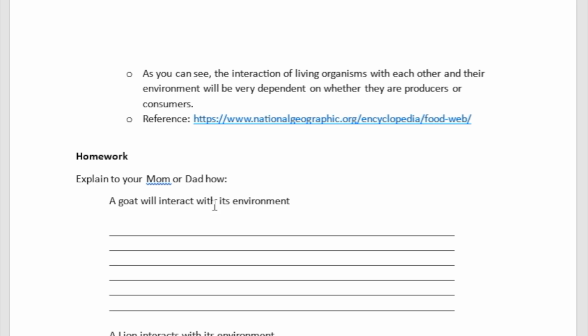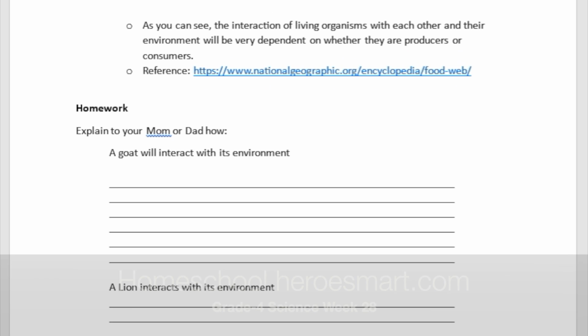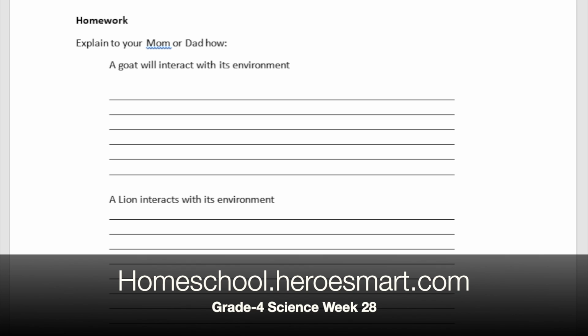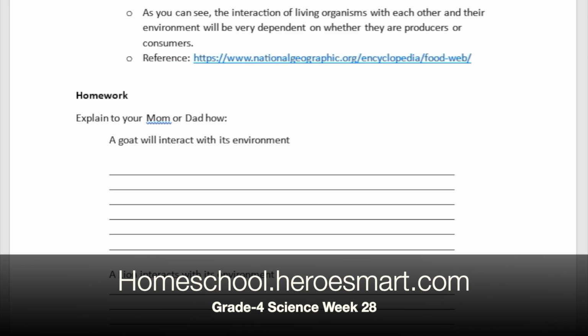How will a goat interact with its environment? Simply put, a goat is going to eat plants because they are herbivores. How will a lion eat in its environment? A lion is going to eat another animal. He doesn't eat plants. How will humans interact with plants and animals? Well, we eat both plants and animals. What do plants need to produce food? Sunlight, water, carbon dioxide through photosynthesis.